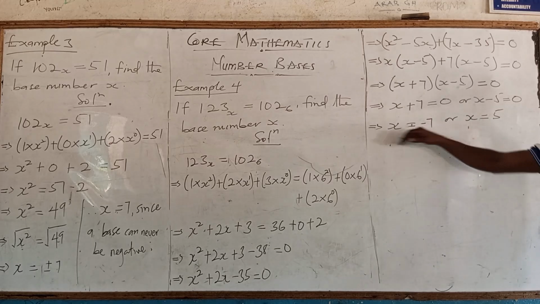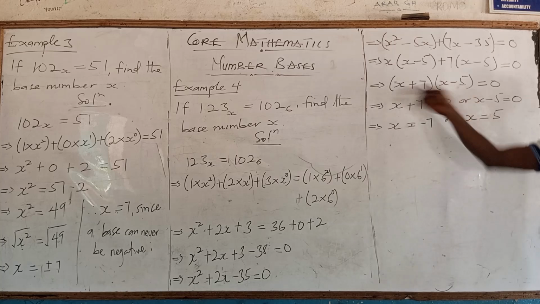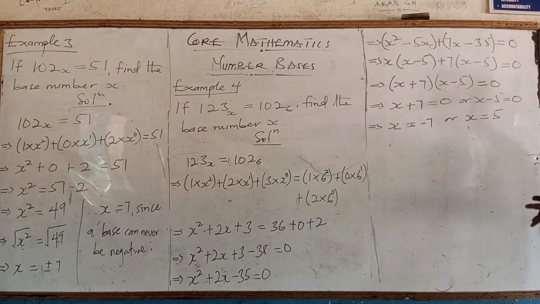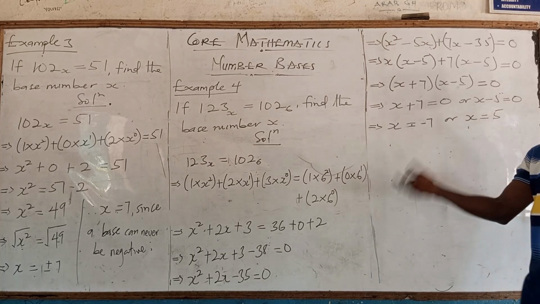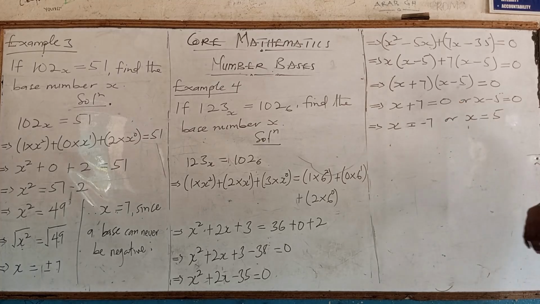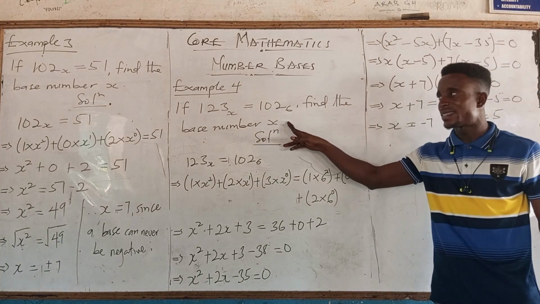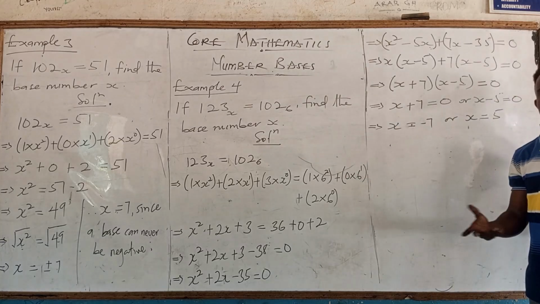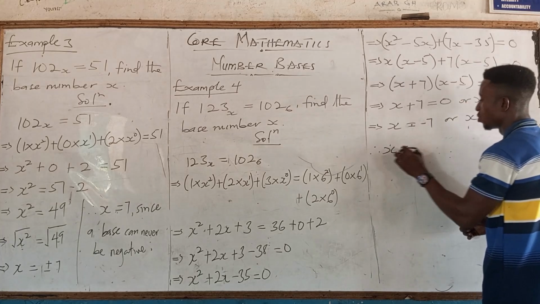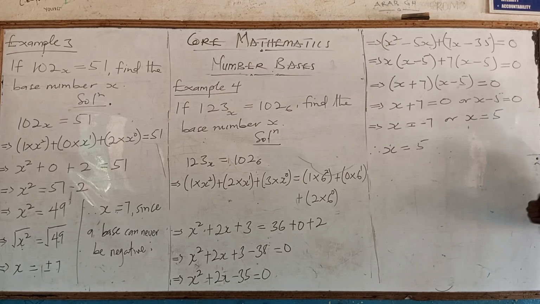So these are the possible values for x that will make this go to 0. Since we are referring to quadratic equations, we get two answers. And since we are on the number base, we are finding the base number, x. The base number can never be negative. Therefore x is equal to positive 5, since a base number can never be negative.